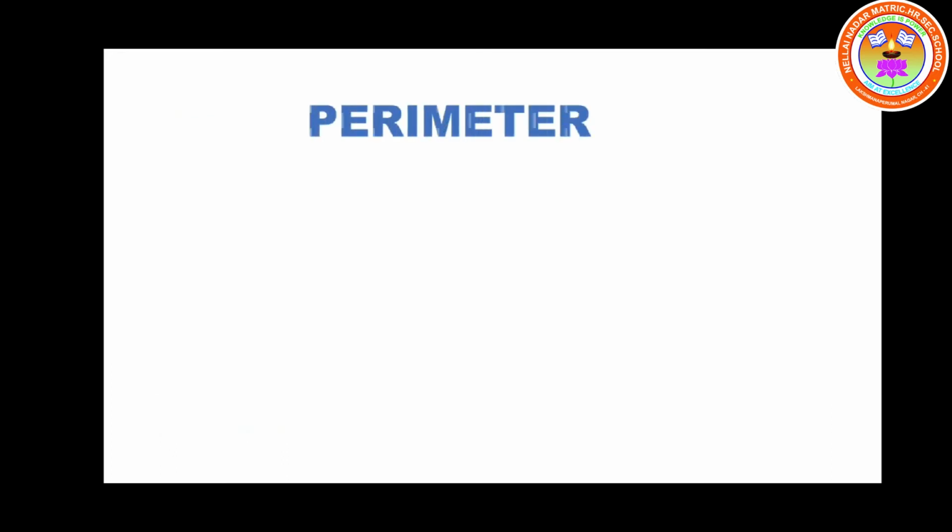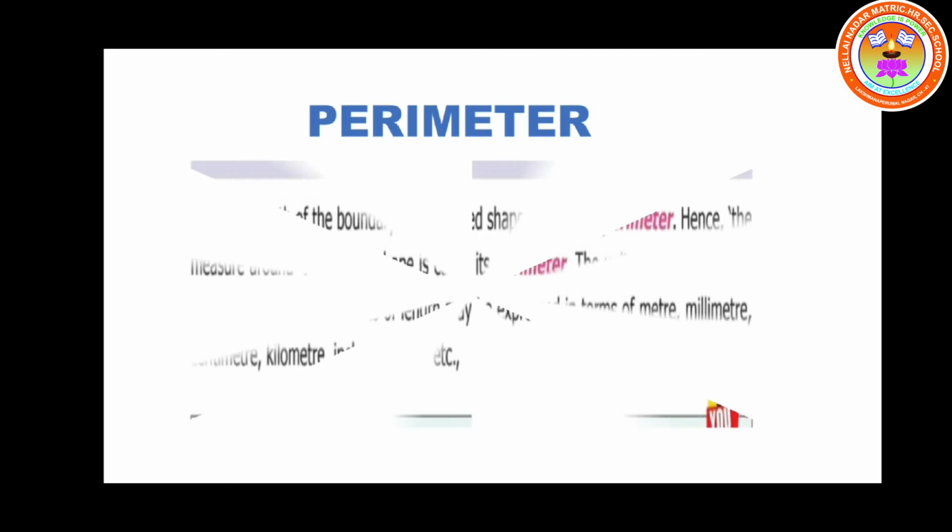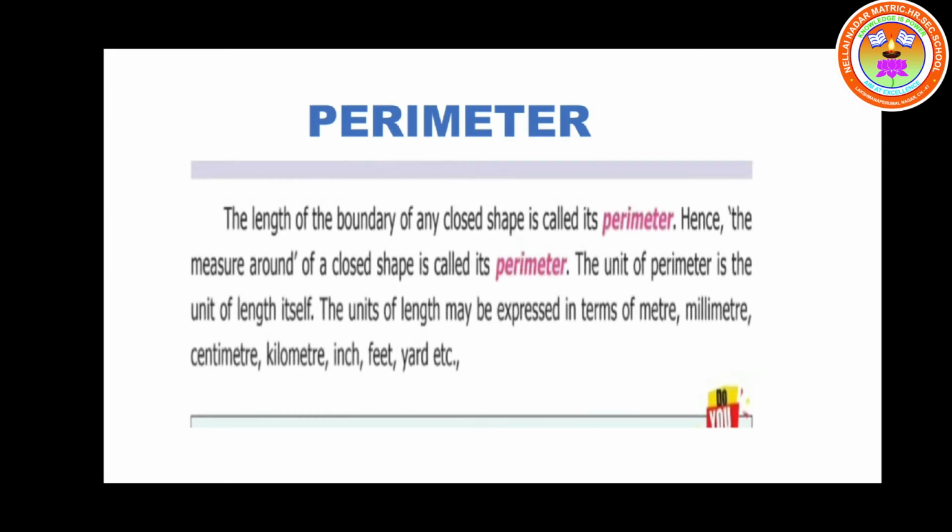Now, let us see what perimeter is. The length of the boundary of any closed shape is called its perimeter. Hence, the measure around a closed shape is called its perimeter. The unit of perimeter is the unit of length itself. The units of length may be expressed in terms of meter, millimeter, centimeter, kilometer, inch, feet, yard, etc.